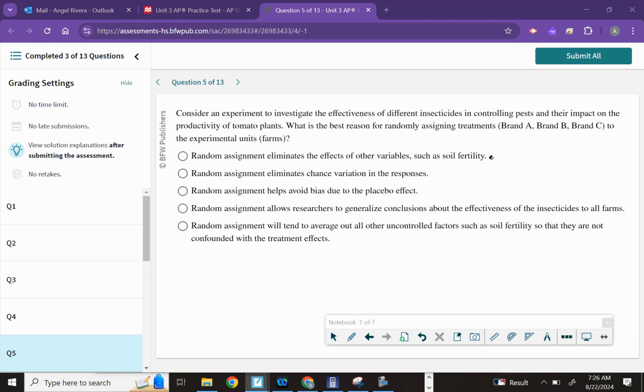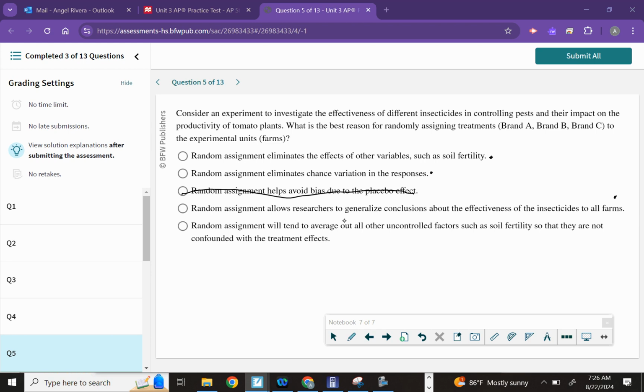So I'm gonna put a star, like a little mark. That's possible. Random assignment eliminates chance variation in the responses. Potentially. So this is just kind of how I'm thinking through. Random assignment helps avoid bias due to placebo. No. Now, the placebo effect comes in when you have subjects. These are plants. There's no placebo effect. Random assignment allows researchers to generalize conclusions about the effectiveness of the insecticides to all farms. Maybe that does sound like a possibility.